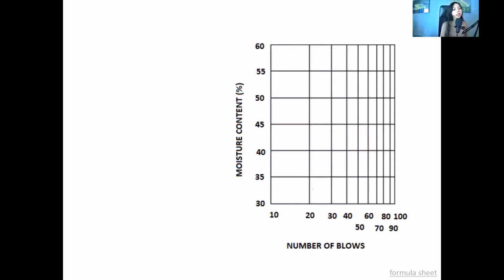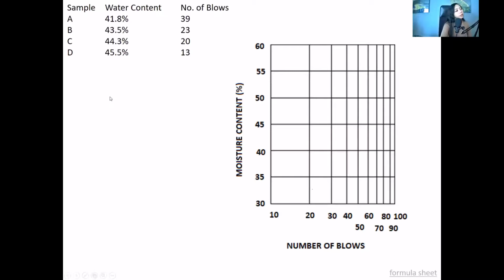Okay, so kanina, ang nandun sa horizontal axis natin is depth of penetration. Ngayon, number of blows na siya. I-transport ulit natin yung table here. So we have the table na same sa given. Okay? So ipa-plug in lang ulit natin. Let's say sample A, I have water content equal to 41.8%. So somewhere here. And then yung number of blows daw ay 39. So I would say andito siya. Malapit sa 40. So here.